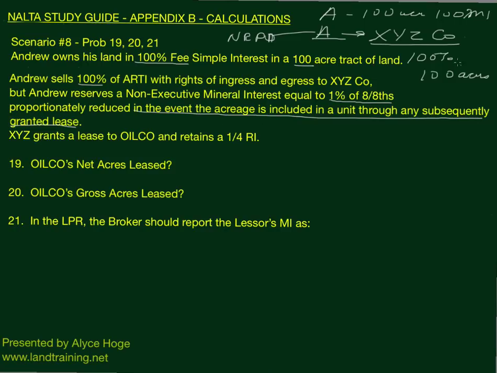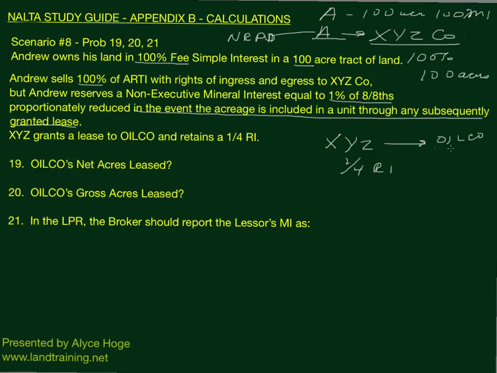So then XYZ, who now owns this 100%, XYZ then grants a lease to Oil Co. And this time they retain a 1/4 royalty interest. So here are the questions. What are Oil Co.'s net acres leased?